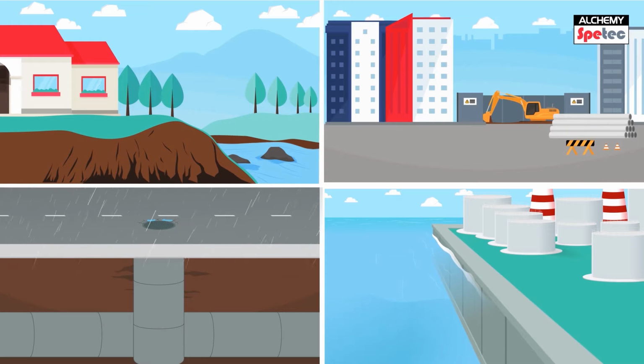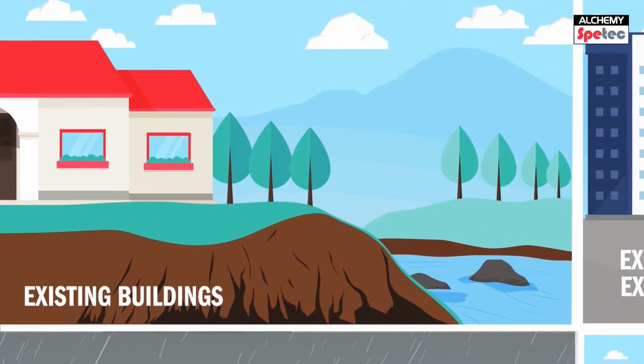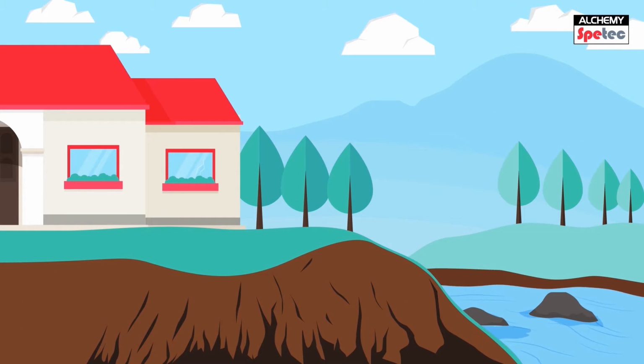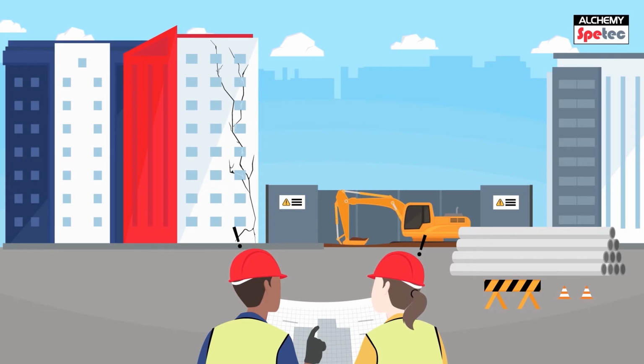Here are the common situations where unstable soil can be a problem: existing buildings, excavation next to existing buildings, storm sewers, and seawalls. Weak soil under any structure or slab increases the risk of settling and structural damage. Excavating next to a building can weaken the soil that supports the foundation, potentially causing structural damage.